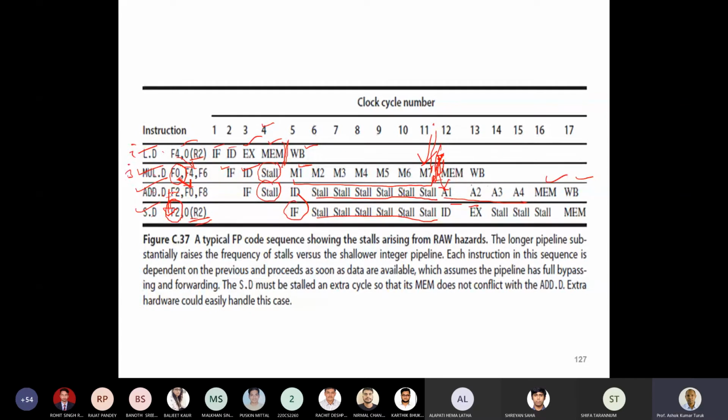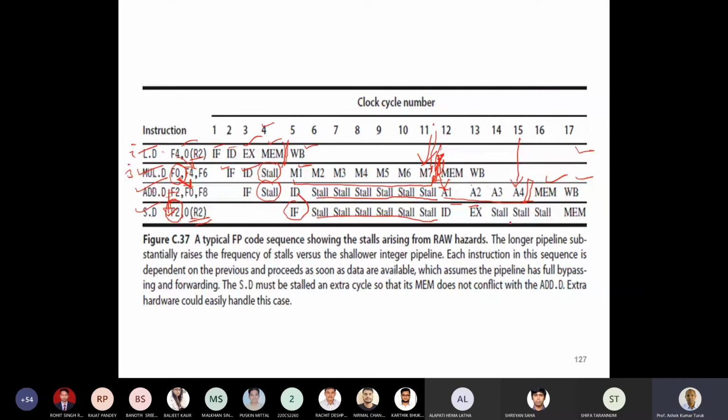And when will it be available? F2 will be available only at the end of the 15th clock cycle, or at the beginning of the 16th clock cycle. So at the end of the 15th clock cycle, it begins at the 16th clock cycle.